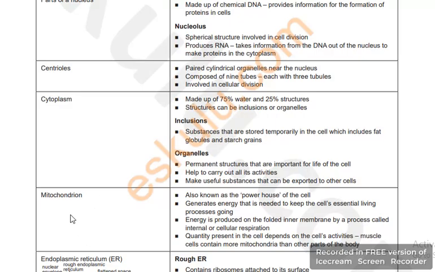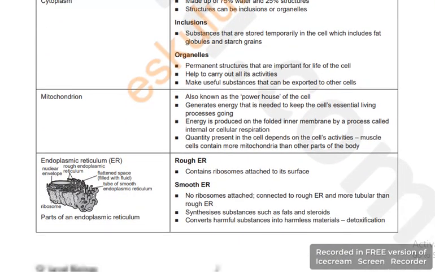We have the other part which is known as the mitochondria, or mitochondrion. Mitochondria is also known as the powerhouse of the cell. It generates energy that is needed to keep the cell's essential living processes going. It is the powerhouse.